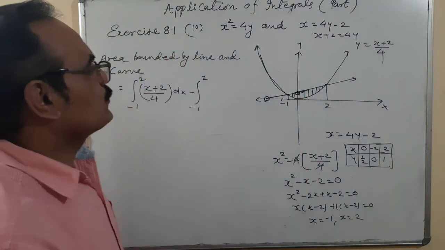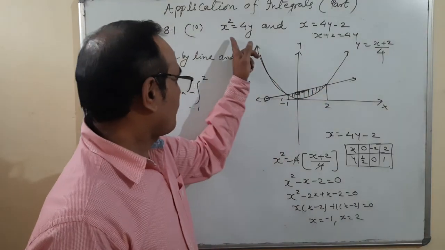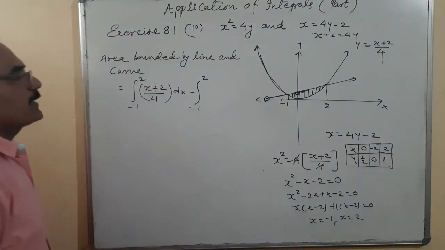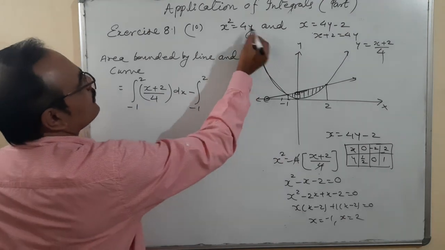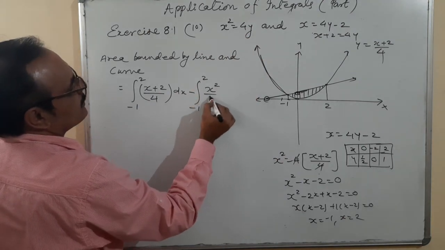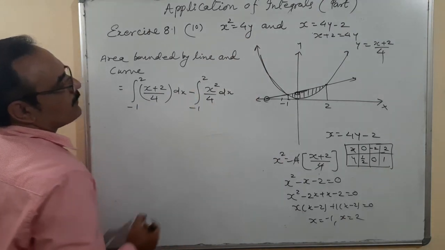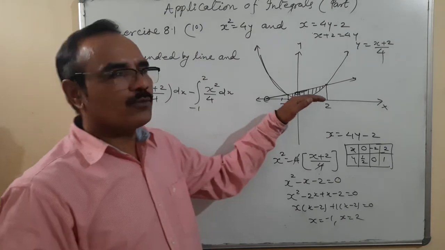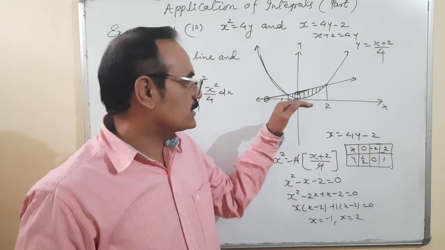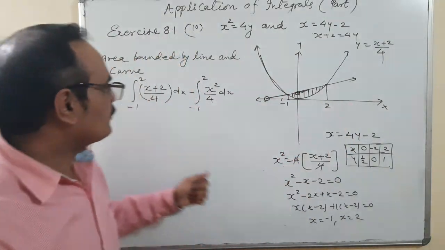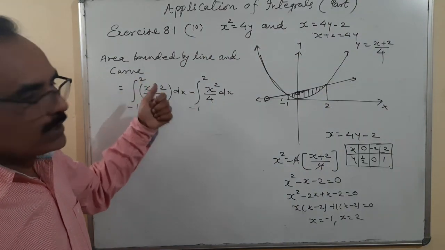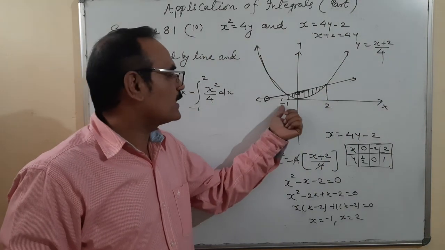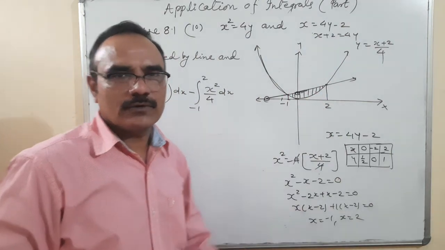So minus 1 to 2, equation of parabola x square is equal to 4y, so the value of y is x square upon 4 dx. Mind it, both the equations are on the same side of the x-axis. Therefore, we can use the limit minus 1 to 2. Otherwise, you have to break into two parts, minus 1 to 0 and 0 to 2.